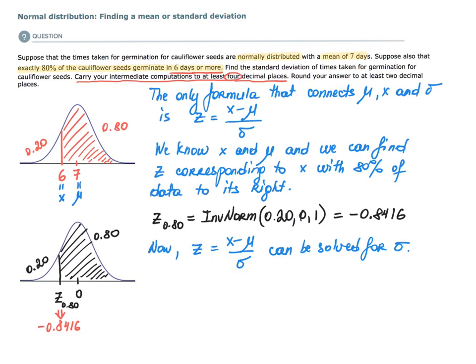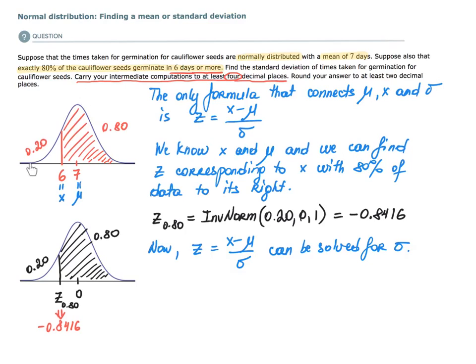First, I highlighted the important information I need to identify in the wording of this question. I noticed that my data is normally distributed. I know that there is a mean of 7 days. And I also know that it will take 6 or more days for exactly 80% of cauliflower seeds to germinate. This information is enough for me to get this diagram.